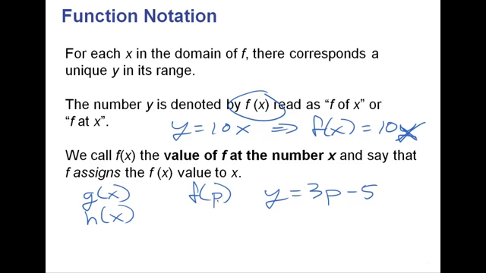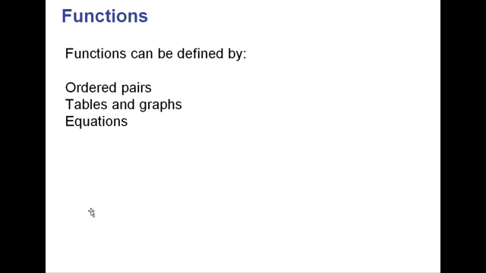So the variable on the inside of the parentheses just tells you the letter that we're going to use for our independent variable, and the letter on the outside of the parentheses just tells you the name of the function. The only reason why we would go from f to g to h would be if we had more than one function that we needed to talk about at the same time. We couldn't call them both f of x. That'd get too confusing. So one would be f of x, the other would be g of x. Okay?